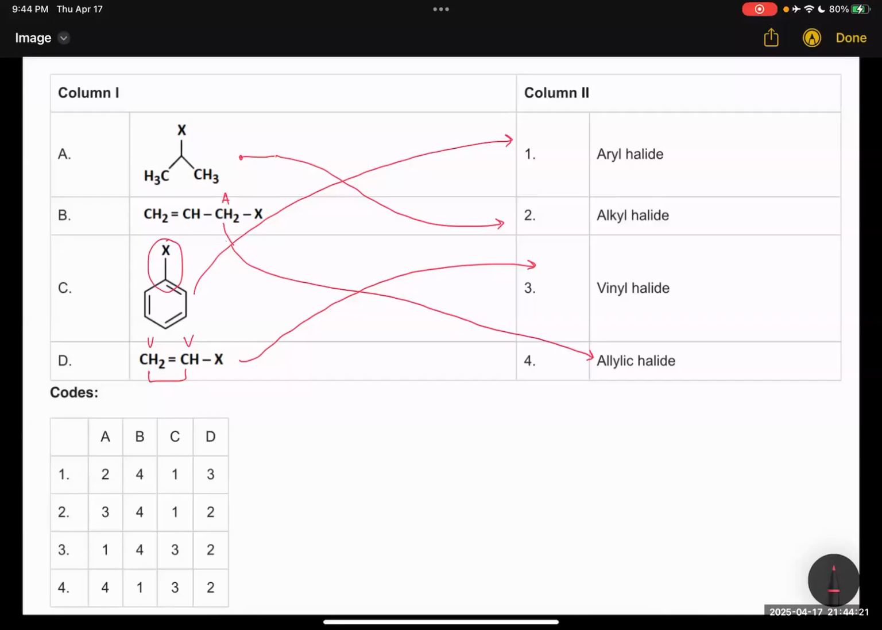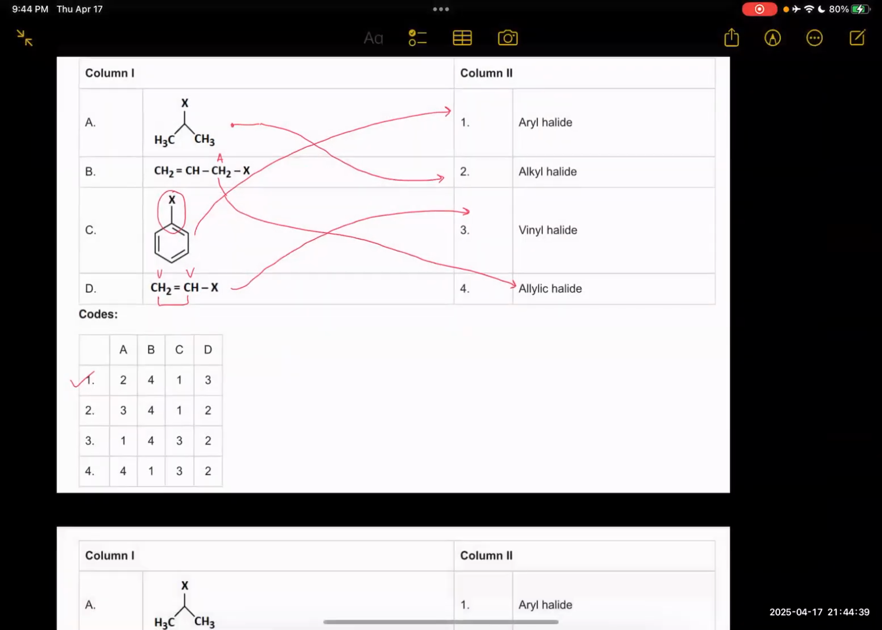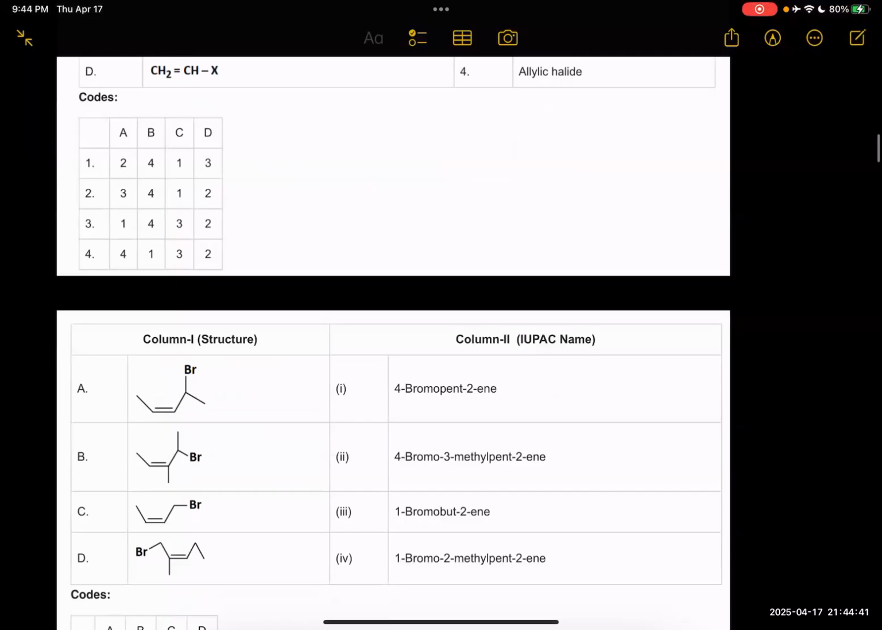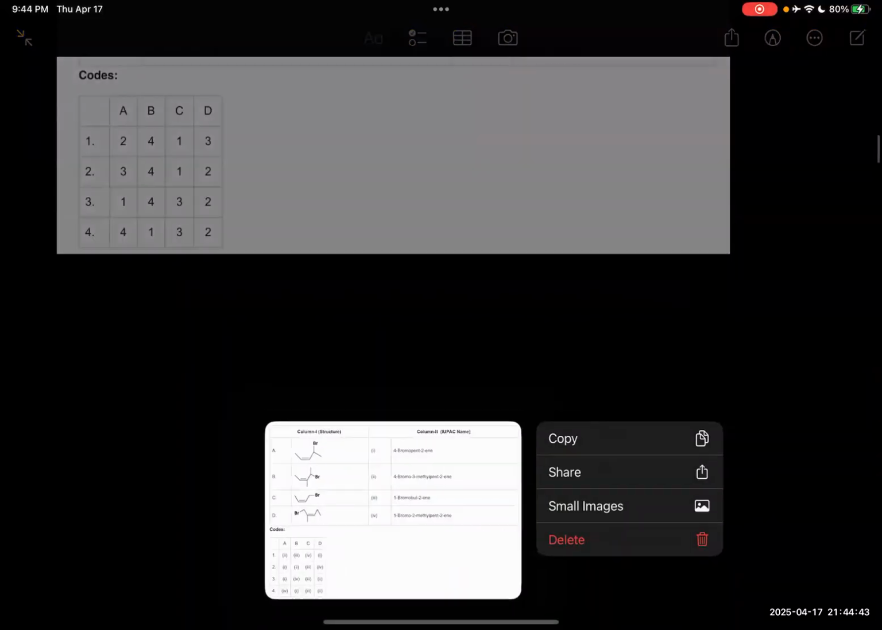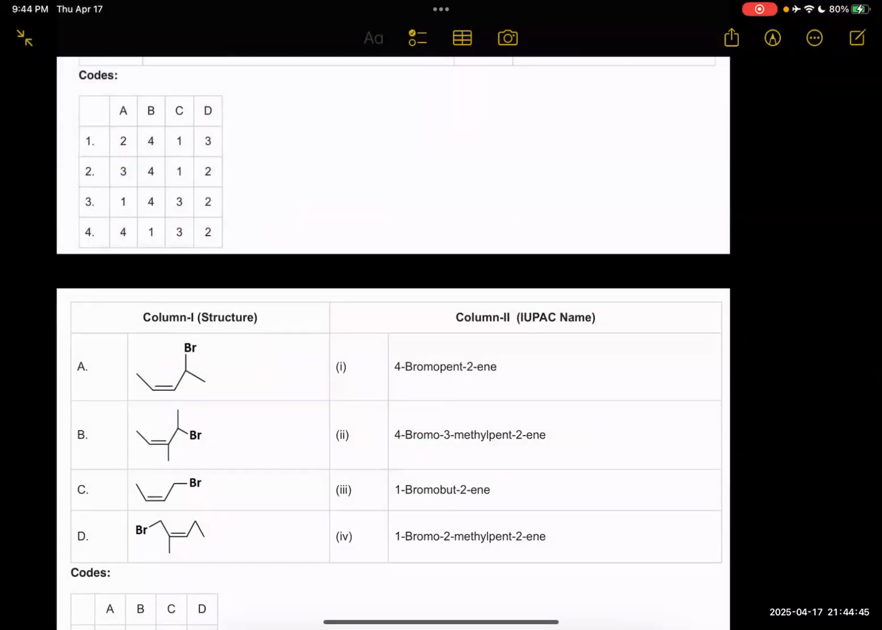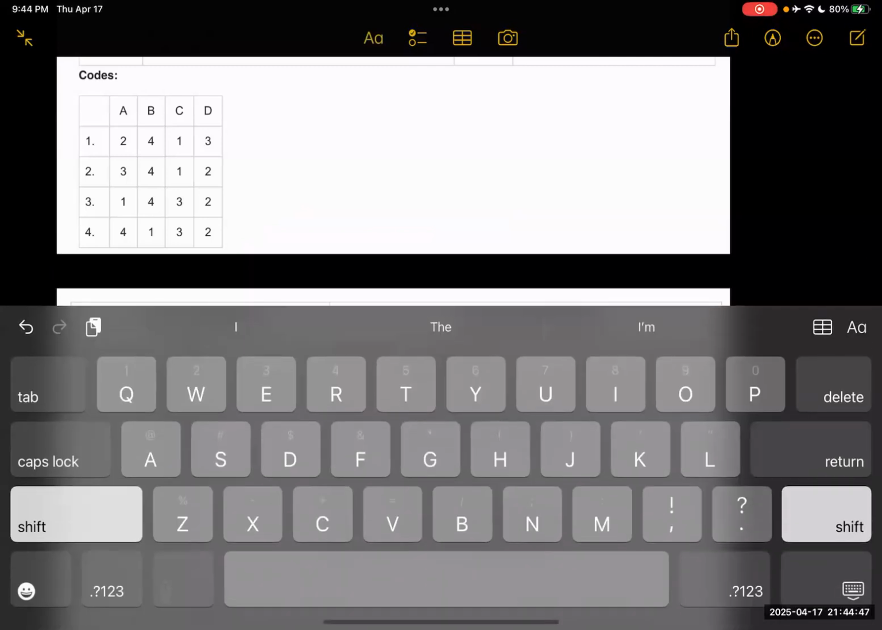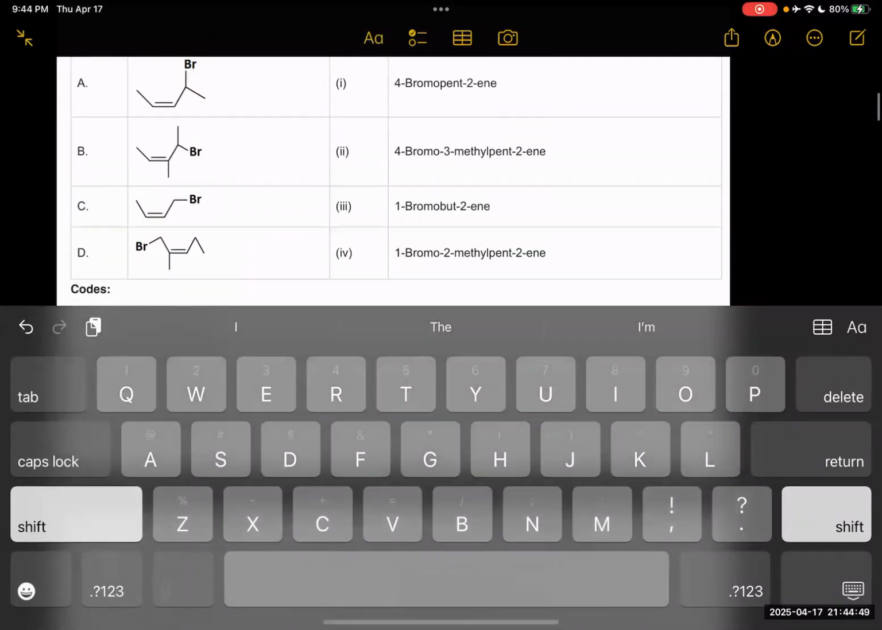Okay. Is that clear? So what should be the answer? It should be 2, 4, 1 and 3. Is that clear to all of you? Yes, sir. Okay. Now let's do another question. This is also on the basic classification, and I hope you can do it very quickly.